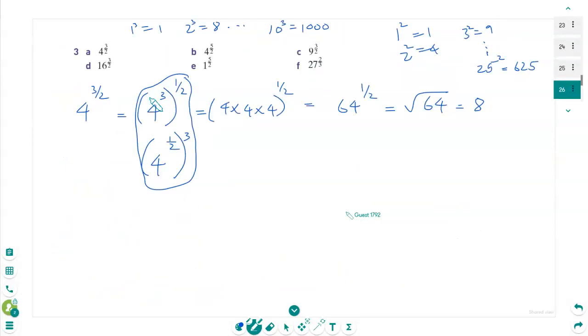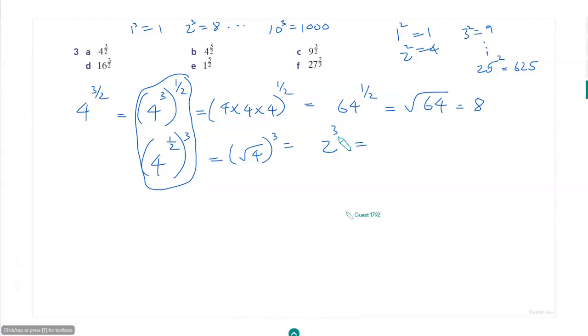So, here it is 4 to the power 1 by 2 whole raised to 3. So 4 to the power 1 by 2 means what? Square root of 4. So square root of 4 equal to 2. So 2 cube. 2 cube is? 8. So you get the same answer. Of course, you should get the same answer, right?